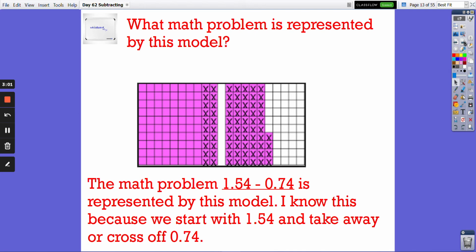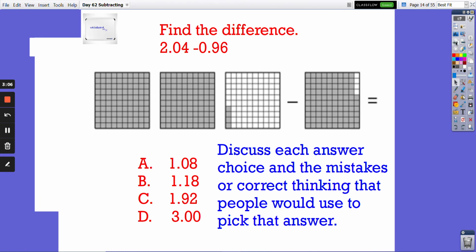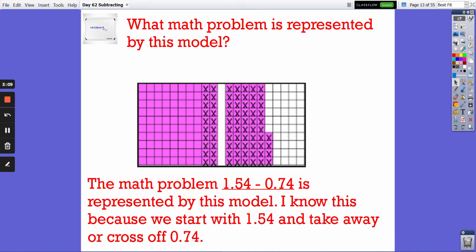Okay, the difference is, we'd have 1, 2, 3, 4, 5, 6, 7, 8 tenths left. We'd have 8 tenths left, or 0.8. Correctly set as 8 tenths. I know this because I know that this was our math problem because we started with 1 and 54 hundredths, and by crossing off the 74 hundredths, I saw that that was a subtraction problem.